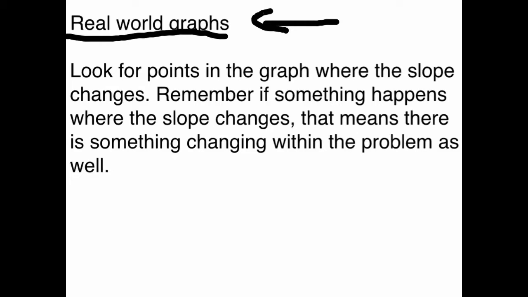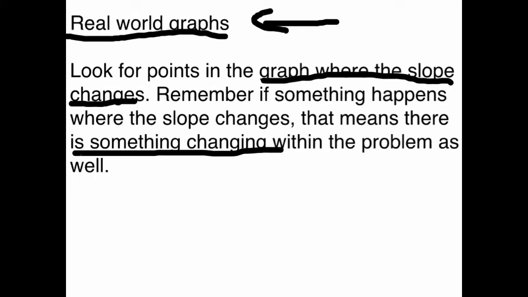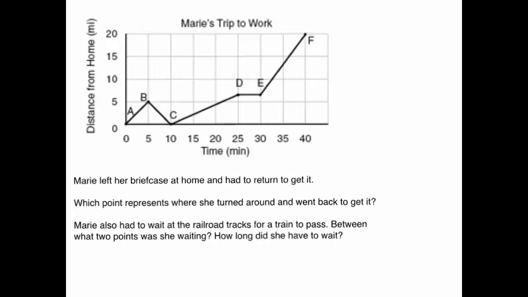So basically what you want to do when I'm looking at graphs is, remember, graphs are used to show real-world context. Look for points in the graph where the slope changes. That will tell you that something in real life is happening as well, which is kind of what I just wrote there. Remember, if something happens where the slope changes, that means there's something changing within the problem as well. So let's go ahead and do an example.